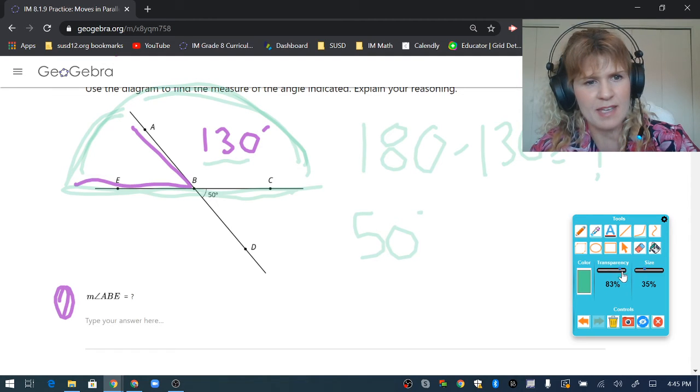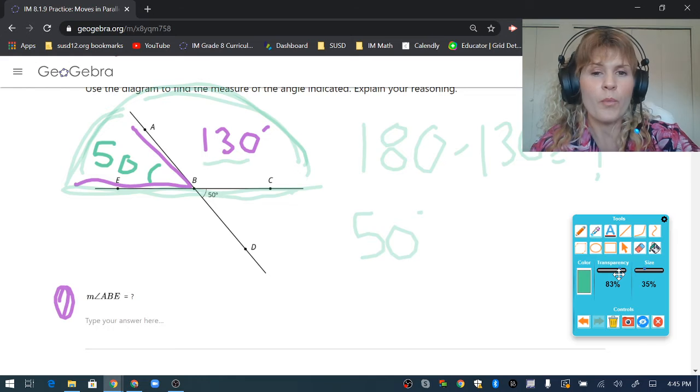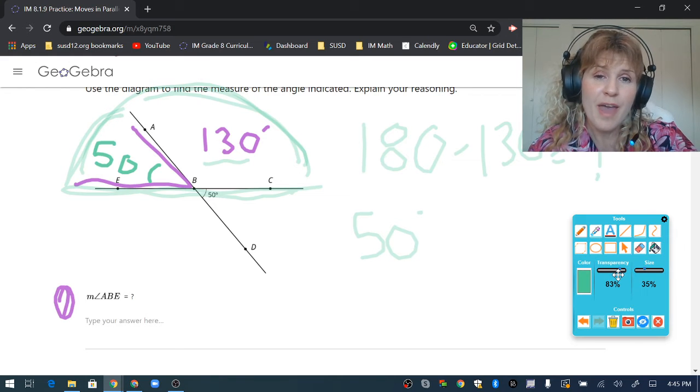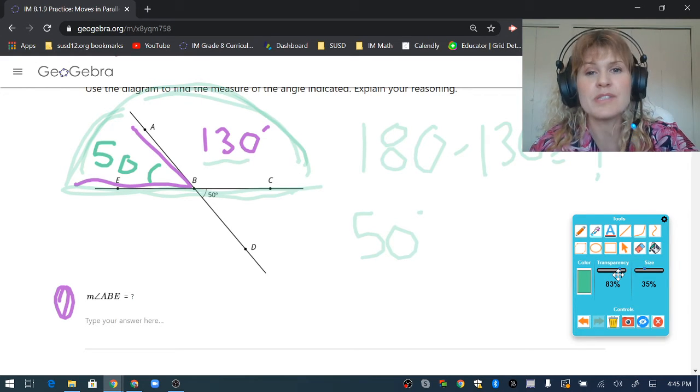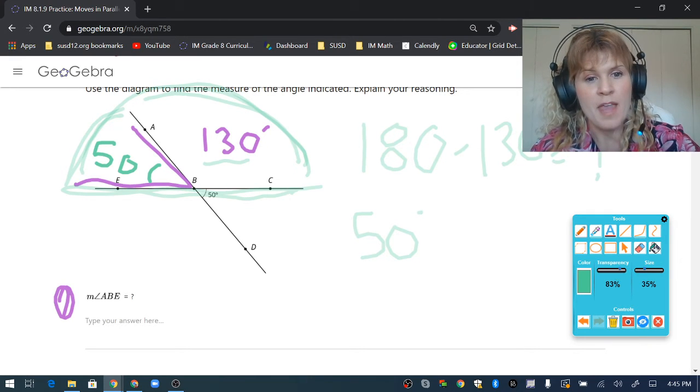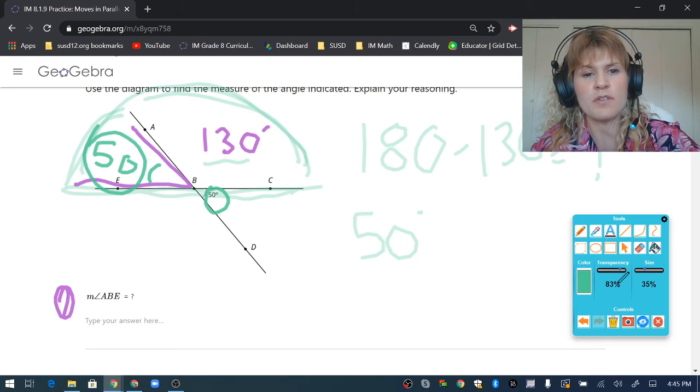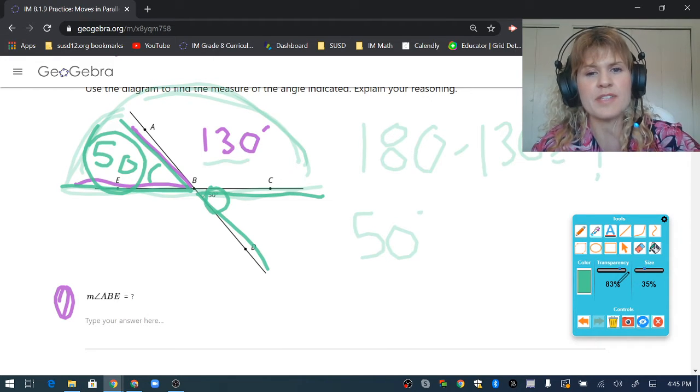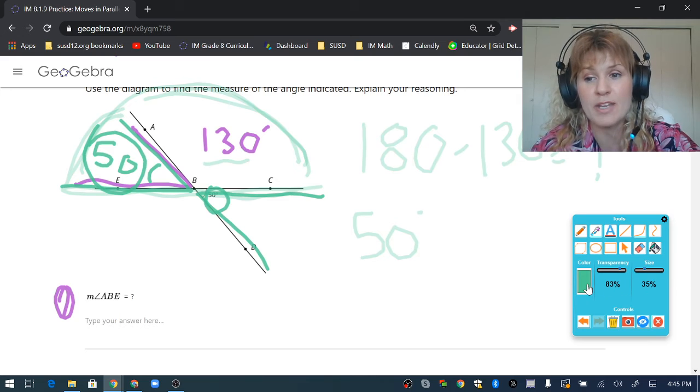So let me write that in here. 50 degrees. Whoa, we just discovered that vertical angles are congruent. They have the same measurement. This angle is 50 degrees and its vertical angle is 50 degrees. So please remember, vertical angles have the same measurement.